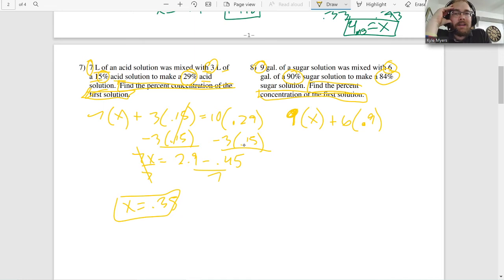So 9x plus 6, 90% sugar, to make an 84% sugar solution. So 9 plus 6 is 15.